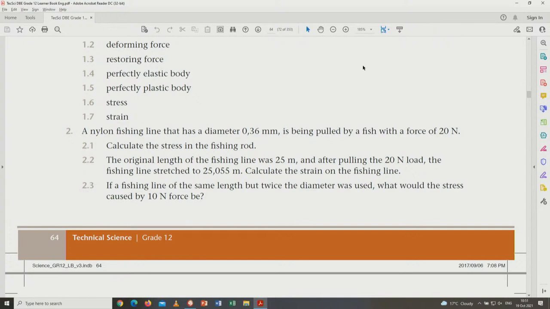Question 2.2 says the original length is 25 meters, and after pulling the 20 newton load, the fishing line stretched by, so it stretched 2, which means that gives us the change in length. That is not the change in length. That is the final length, 25.055 meters. So that is not the change in length, but it is the final length. So the change in length will actually be that final length minus the initial length, which is 25 meters. We will check that. Now they say you should calculate the strain.